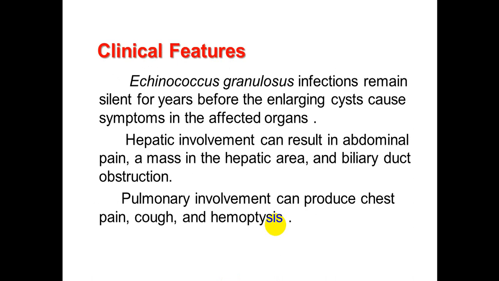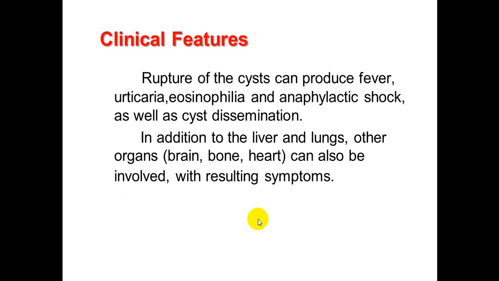Clinical features of Echinococcus granulosus infection remain silent for years before the enlarged cyst causes pressure symptoms. Hepatic involvement can result in abdominal pain, mass in the hepatic area, biliary obstruction, and can present with obstructive jaundice. Pulmonary involvement can cause chest pain, cough, and even hemoptysis due to erosion of the lung parenchyma.